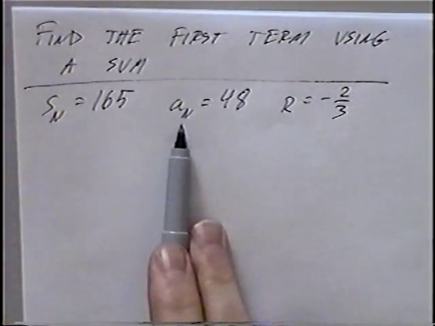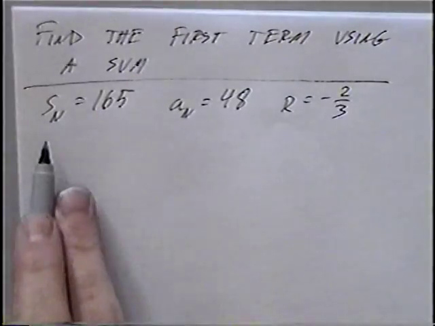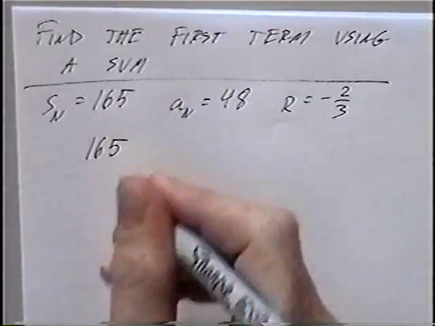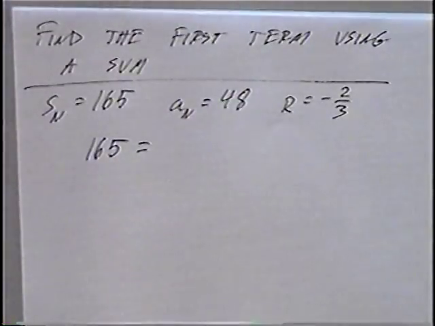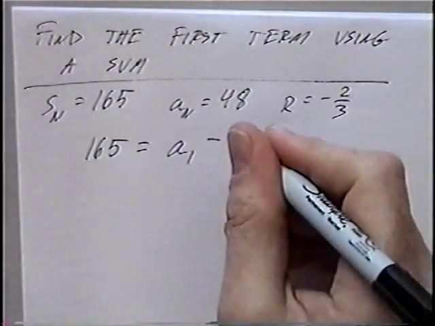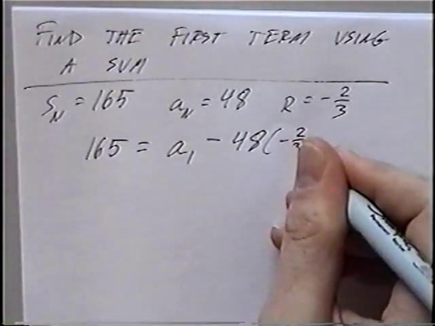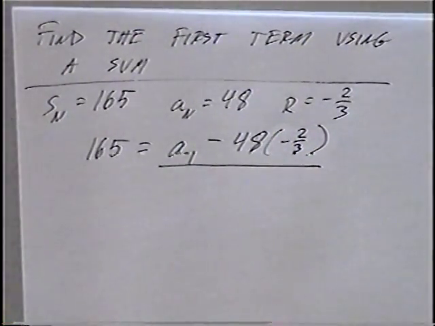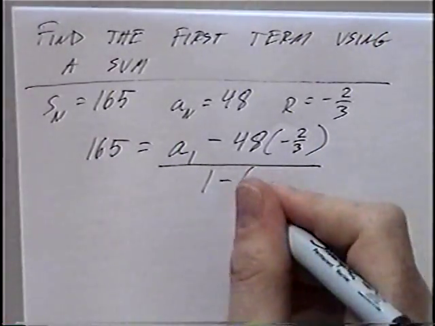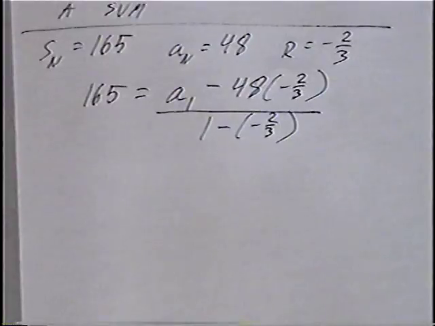Using the sum, the last term, and the rate, we can use the second formula that we did in the previous section and find what a sub 1 would be. S sub n, or the sum, would be 165, equals a sub 1, which is what we're looking for, minus a sub n, which is 48, times the rate, which is negative 2/3, divided by 1 minus r, which would be 1 minus a negative 2/3. Solving a single variable equation, we can isolate a1 and solve for the first term.